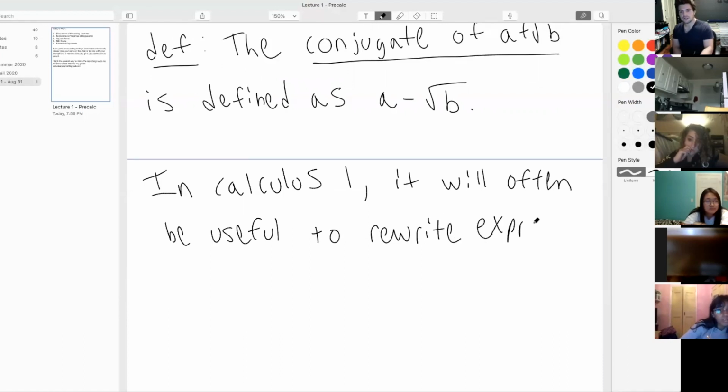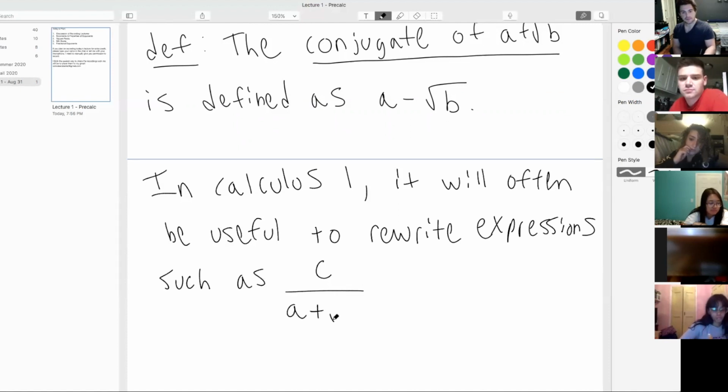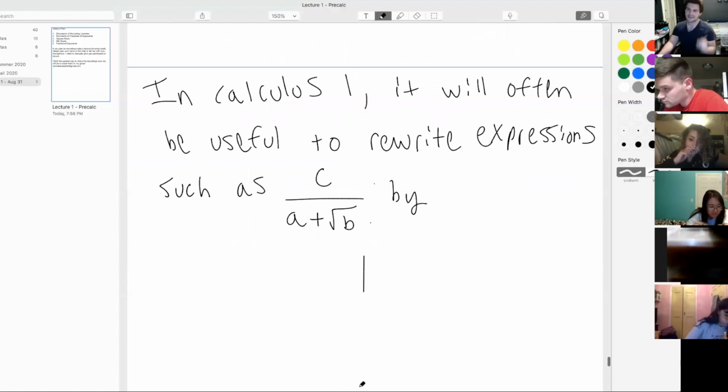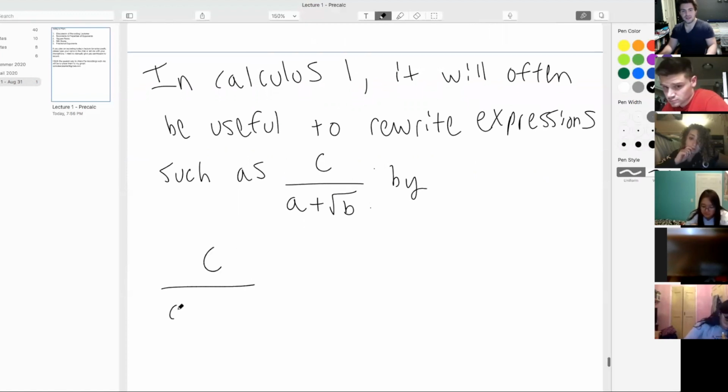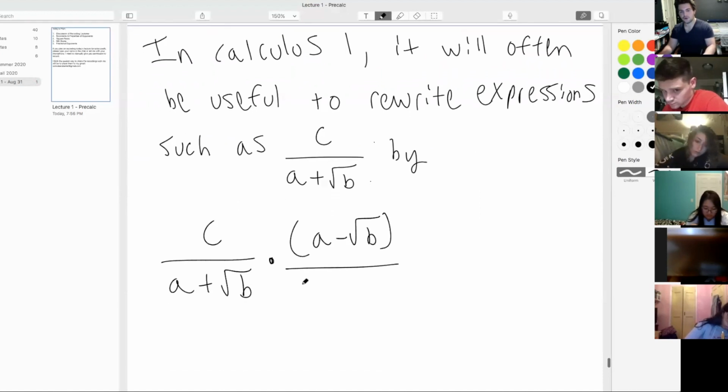rewrite expressions such as c over a plus the square root of b by multiplying the top and bottom by the conjugate of the denominator. So c multiplied by a minus square root of b, over a plus square root of b multiplied by a minus square root of b.